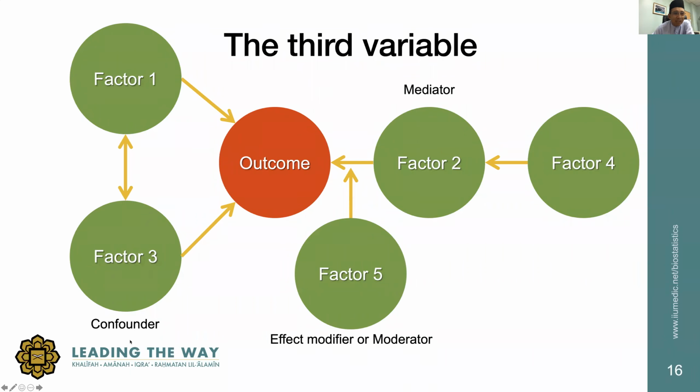Factor 3 is the confounder. But if I change this label and put it above factor 1, it is similar, no different. Only that this is 1, this is 3. Right? Yes, prof. So it is the perspective.